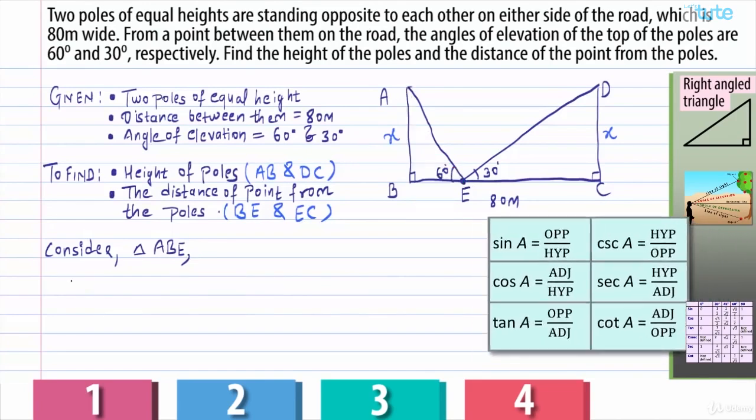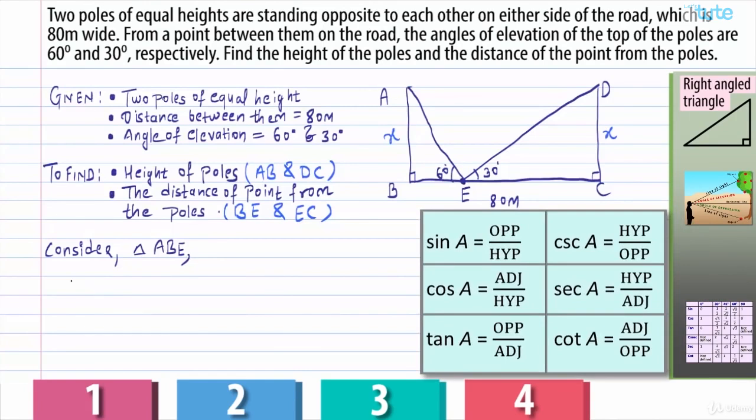Now here comes the role of the 6 trigonometric ratios, and I will choose sine. No, I can't because sine is the ratio of opposite side to the hypotenuse, and I am not at all dealing with hypotenuse here. So I don't need sine, cos, cosec and sec. Here I am dealing only with the opposite side and adjacent side. So I can either use tan or cot. Let me take tan.